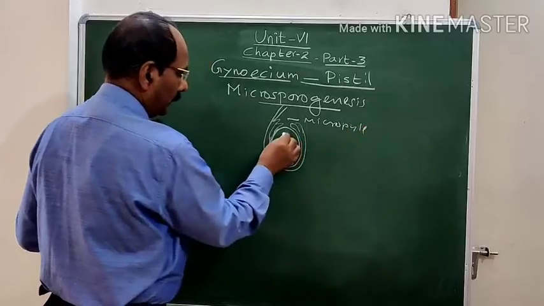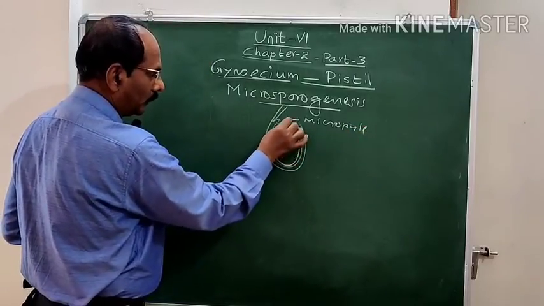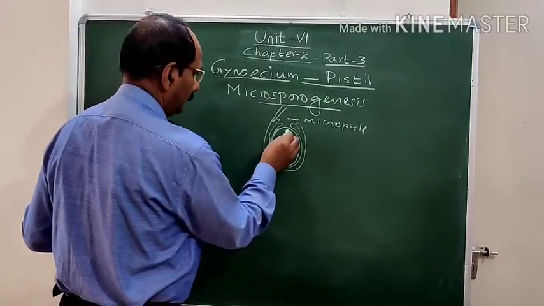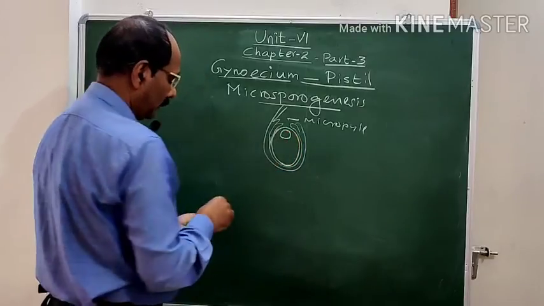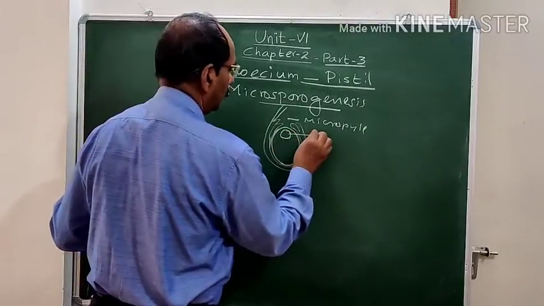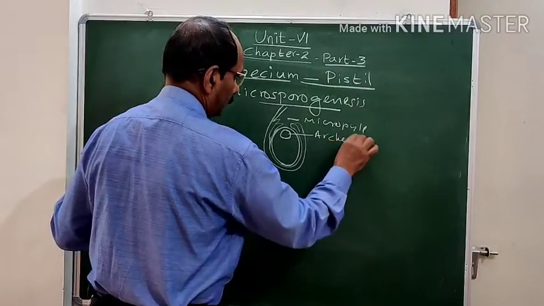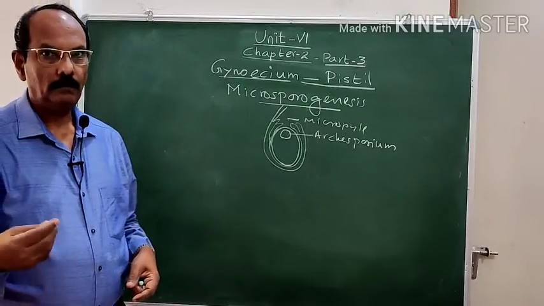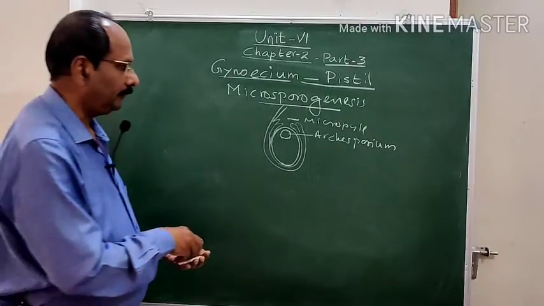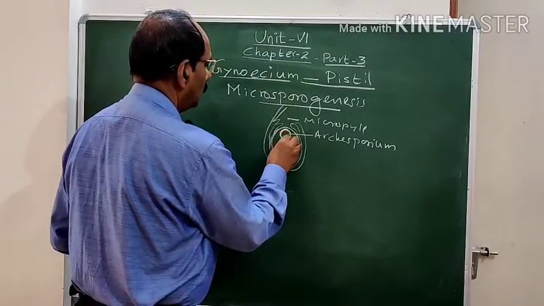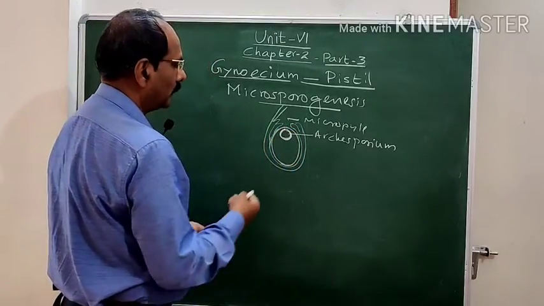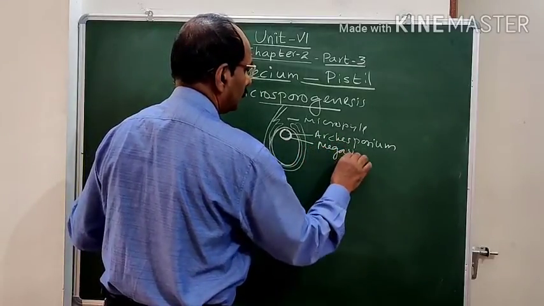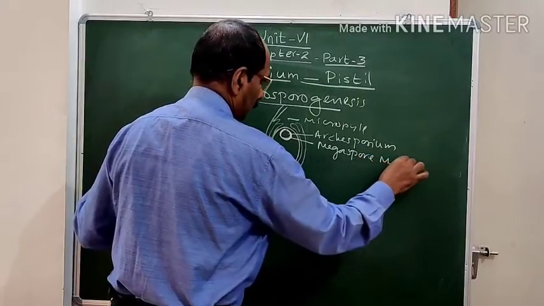So near to the micropyle, a cell in the nucellus becomes enlarged and shows a particular structural modification. This cell is known as the archesporium. This archesporium directly acts as a megaspore mother cell. So with some morphological change, this same archesporium changes into the megaspore mother cell.